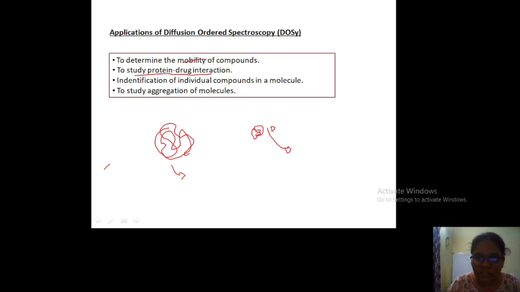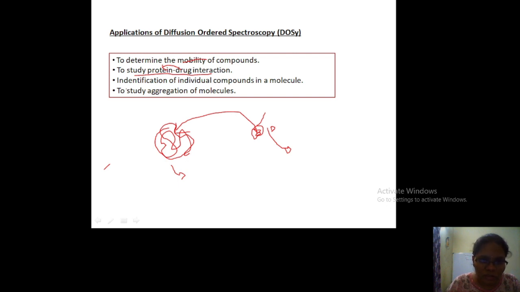But when this drug goes and binds to this protein or locks with this protein, the diffusion of this drug molecule decreases drastically. So if you see a decrease in the diffusion of the drug molecule in the presence of proteins, that means your drug molecule is binding to the protein. Therefore, it can be a potential drug candidate. So this is how you apply DOSY in protein drug interaction.